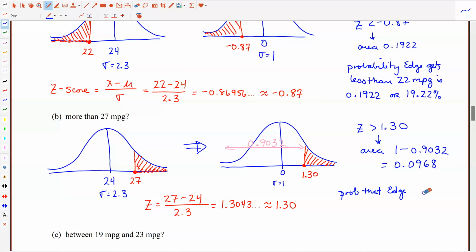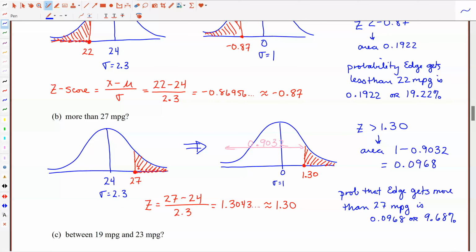So we just found that the probability that the Edge gets more than 27 miles per gallon is 0.0968, or 9.68%. So there's going to be less than a 10% chance that the Edge is going to get more than 27 miles per gallon.